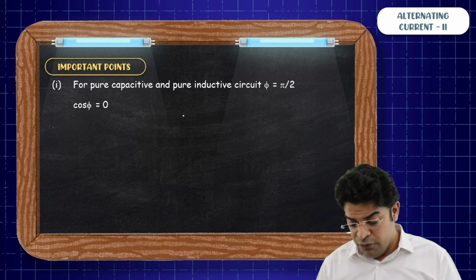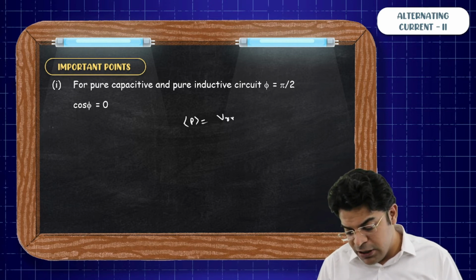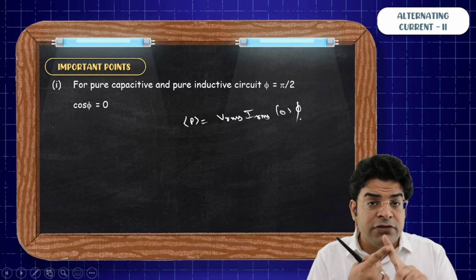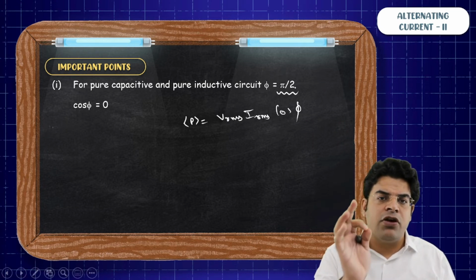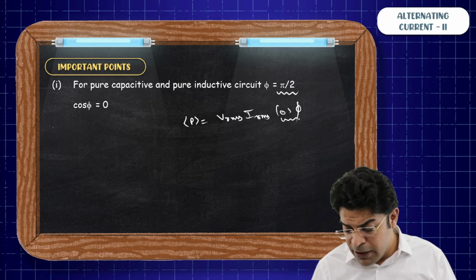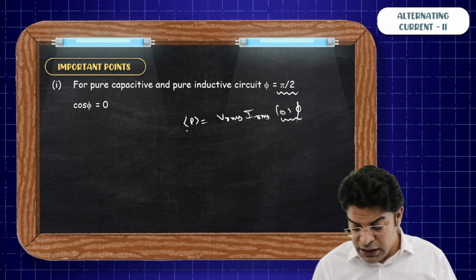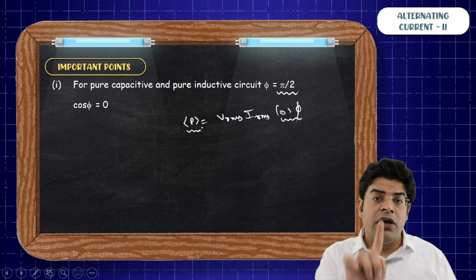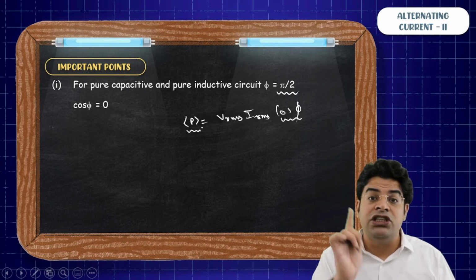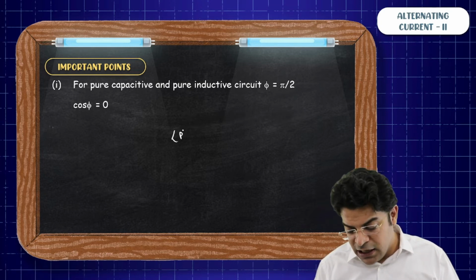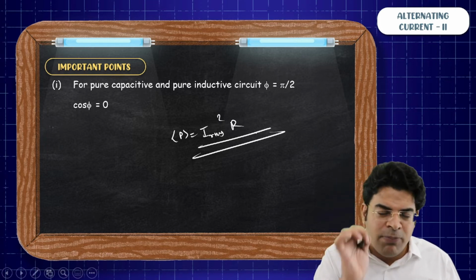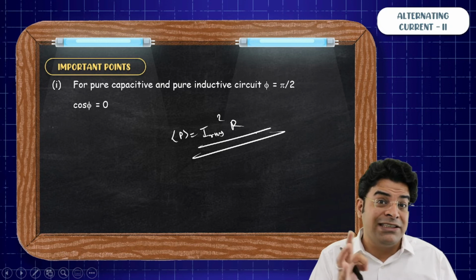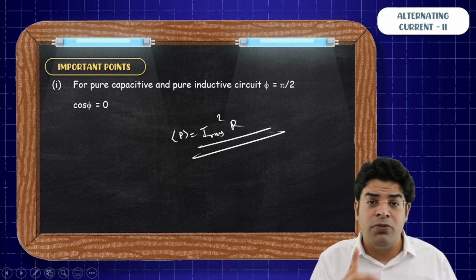Once more, we know that the average power dissipated is Vrms Irms cos phi. For pure capacitive circuit and pure inductive circuit, since the phase difference between the current and potential drop comes out to be pi by 2, cos pi by 2, which is the power factor, becomes 0. Hence the average power dissipated in a pure inductive circuit and pure capacitive circuit is 0. Also remember that the average power loss is Irms whole square into R. So on an average, the power is dissipated only by resistor, not by capacitor, not by inductor.